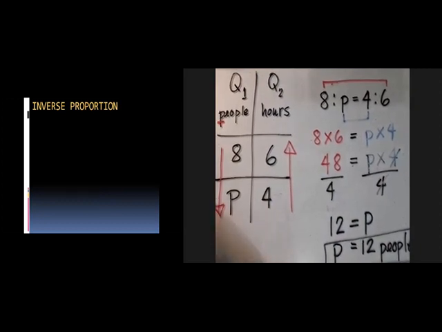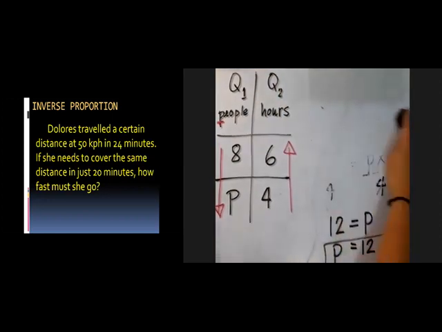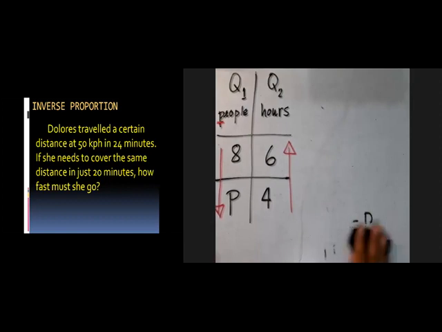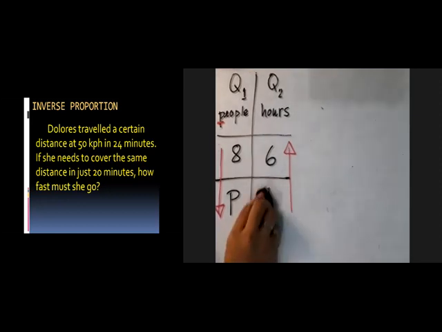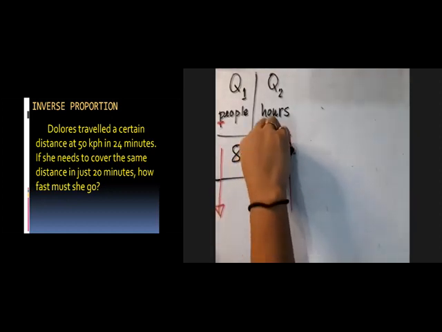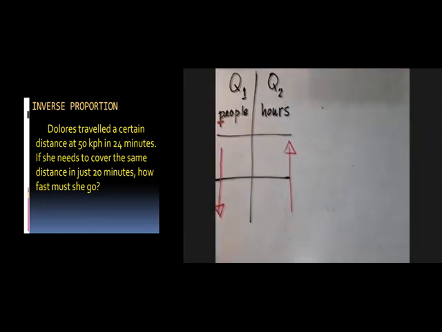Let's have our second problem. Dolores traveled a certain distance at 50 kilometers per hour in 24 minutes. If she needs to cover the same distance in just 20 minutes, how fast must she go? Okay? So Dolores, magbabiyahe siya. She covered a certain distance. So hindi naman sinabi kung gaano kalayo yan.